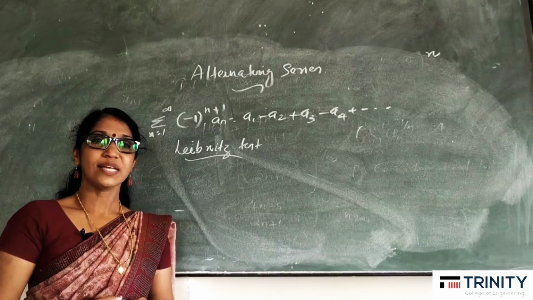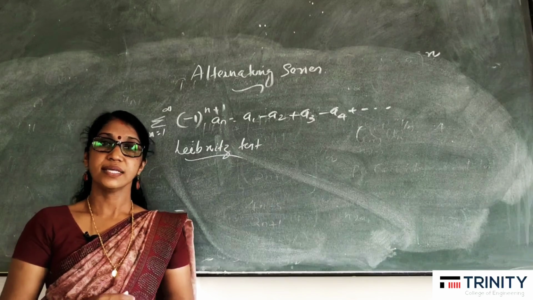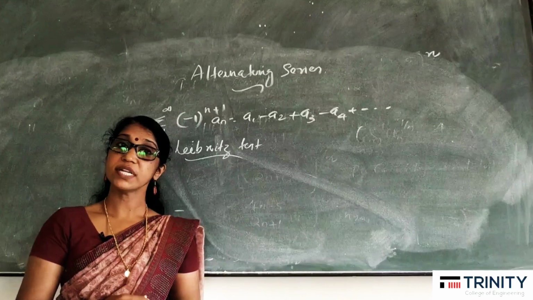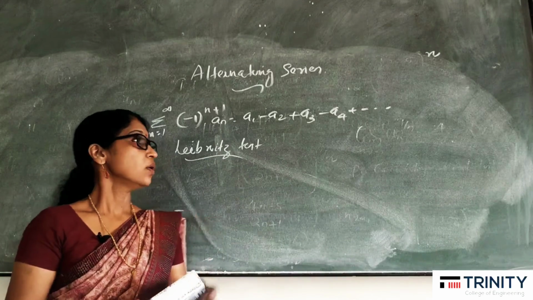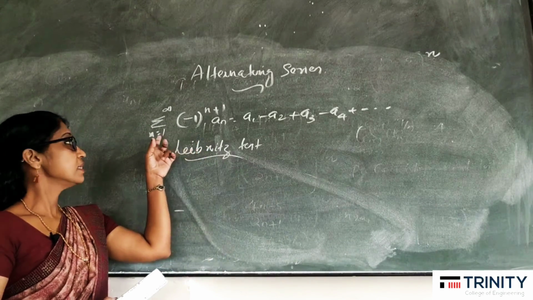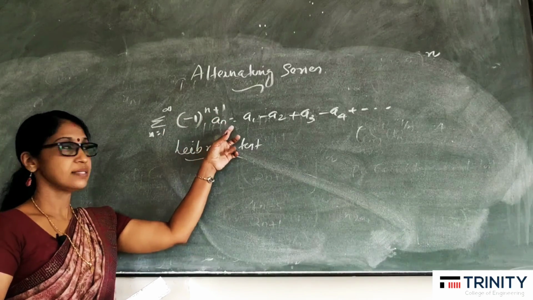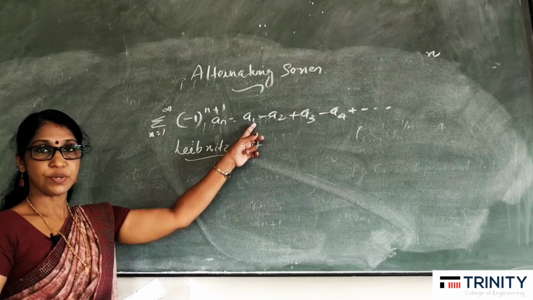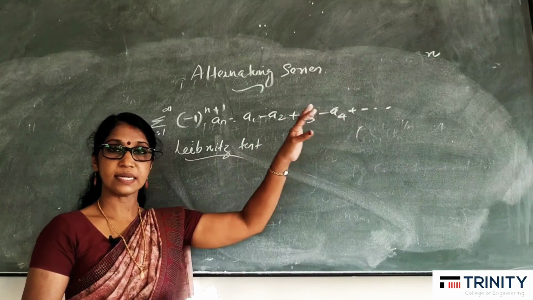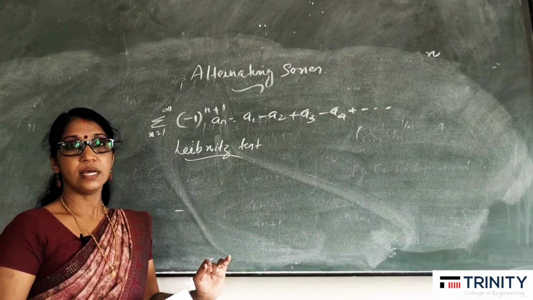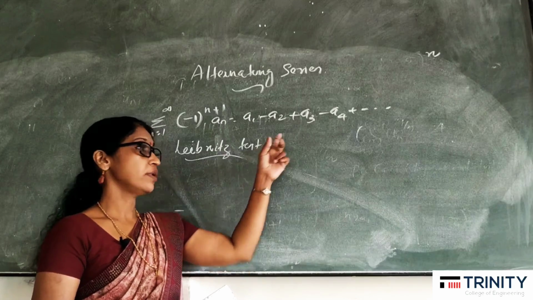Hello. Now the next topic is alternating series. First, the definition of alternating series. A series in which the terms are alternately positive and negative is called an alternating series. Look at this: the series sigma n equal to 1 to infinity (-1)^(n+1) a_n is equal to a1 minus a2 plus a3 minus a4 plus etc. The first term is positive. This is an alternating series.